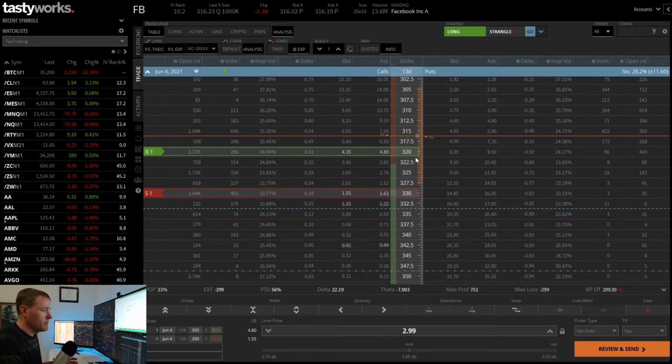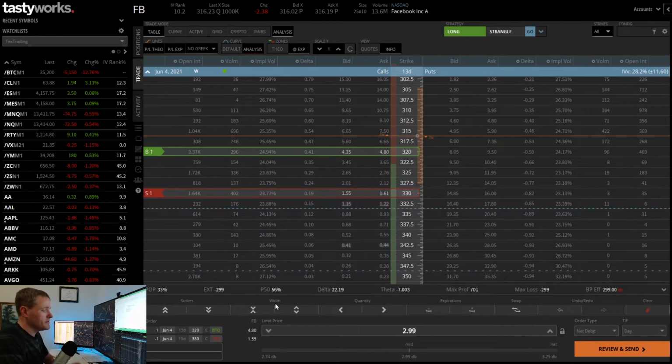Whenever, if the price of Facebook were to trade higher to say 325, then this 320 call would go in the money and it would actually have intrinsic value. But as it is now, both of these are out of the money, so they only have extrinsic value. So of course we see that the extrinsic value is the same price as what we're paying to put the spread on, $299. And if we're totally wrong on the trade and Facebook closes below 320 at expiration, then all of this extrinsic comes out of the spread and we lose the entire amount of money that we paid out to put the trade on.